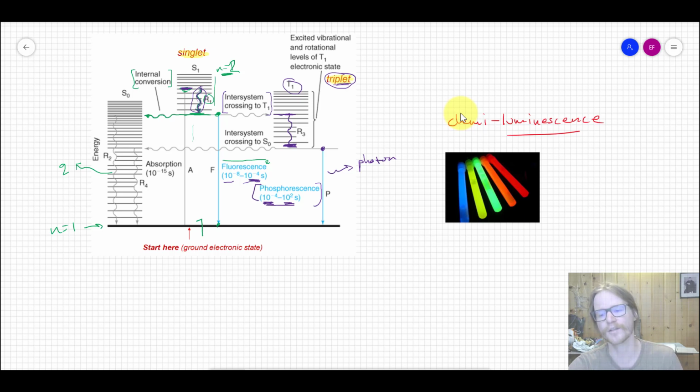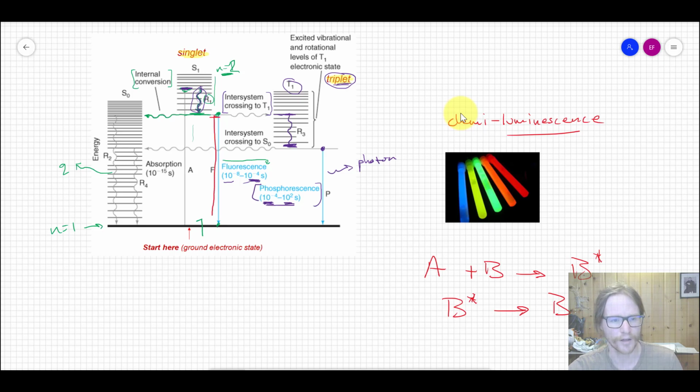And that's simply because you have some molecule A plus some molecule B, and in their reaction, they create an excited state of one of the molecules. That excited state, B star here, then relaxes down to B, and that energy difference from the excited state is coincident with some transition, like a fluorescent transition, so it emits a photon. And so it's different here in that it's chemiluminescence.